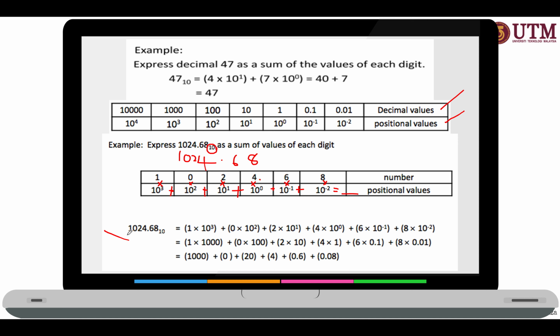Same also, this one you already have the instruction how you get it, which is referred to here, which is 1 multiplied by 10 to the power of 3. This one is here, this is here, and then this is here. So after that, you just add all the digits and you will get the answer.